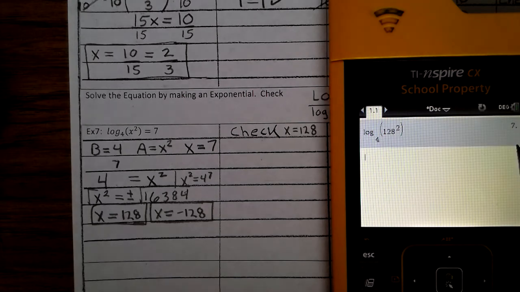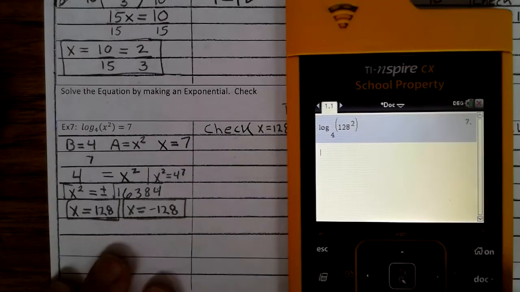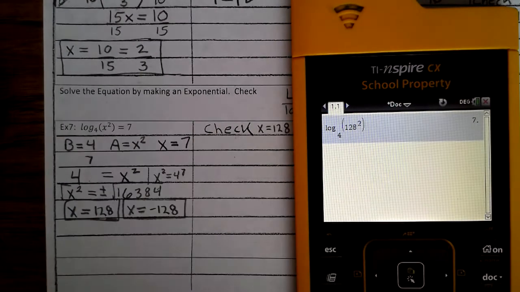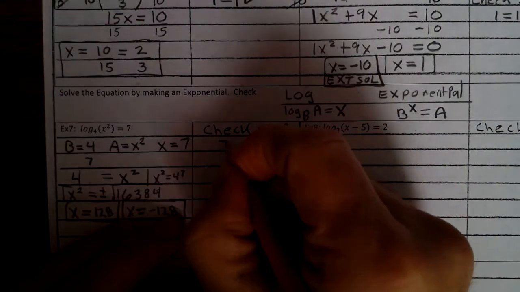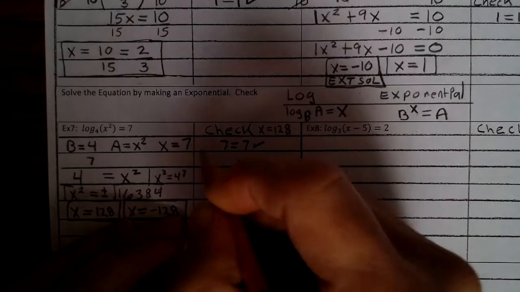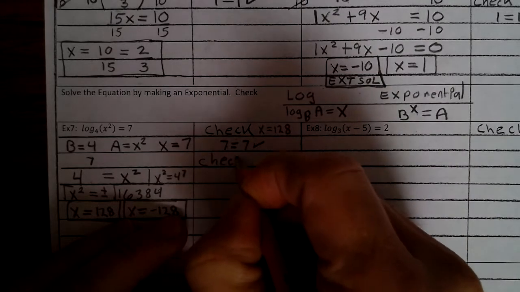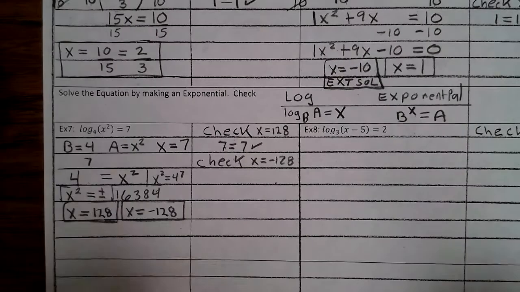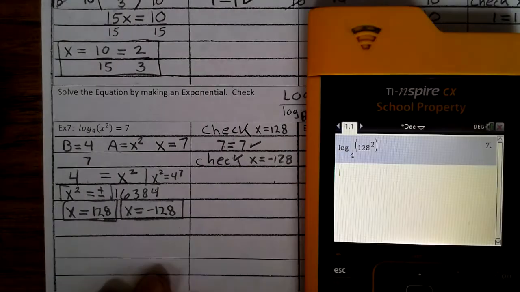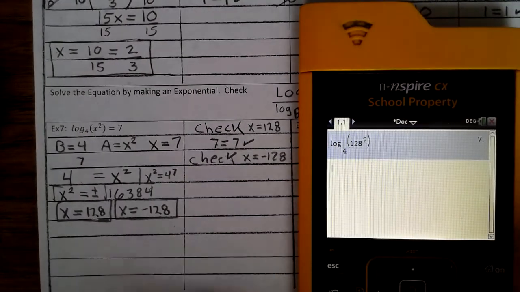Now let's check x equals negative 128. Again, we use a calculator. So control log base 4. Now, whenever you square a negative number, it needs to be in parentheses. So parentheses negative 128 squared, we get 7. So we see that 7 equals 7, so it checks.